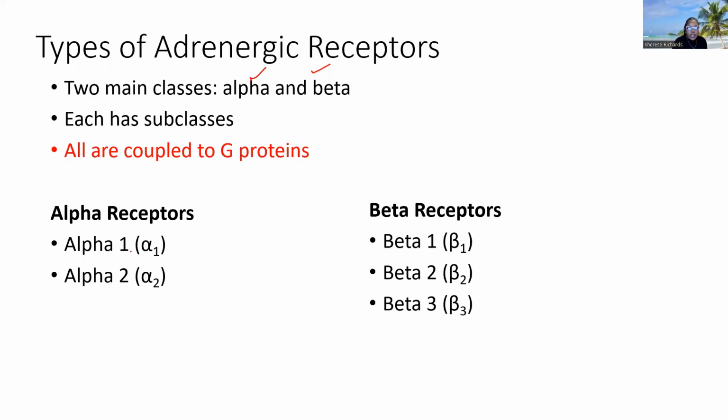The alpha receptors are going to have alpha 1, alpha 2, and beta receptors will have beta 1, beta 2, and beta 3. And now we want to think about these receptors as being able to bind norepinephrine and epinephrine, but it's going to have a different effect depending on where we have these receptors. And we're going to find different receptors on different types of tissues, which is what we're going to look at next.